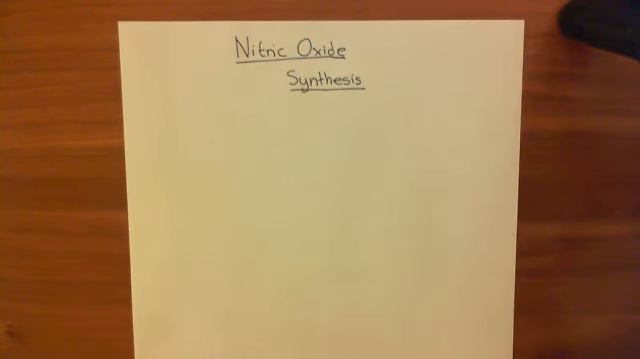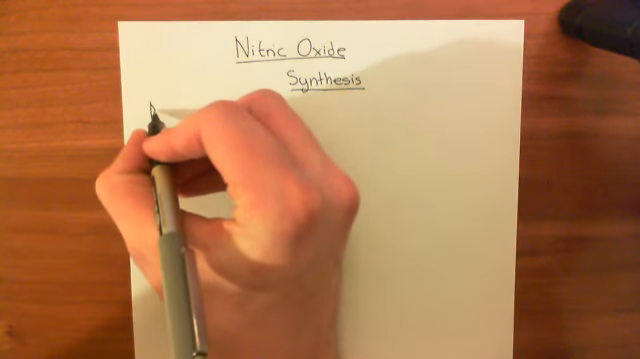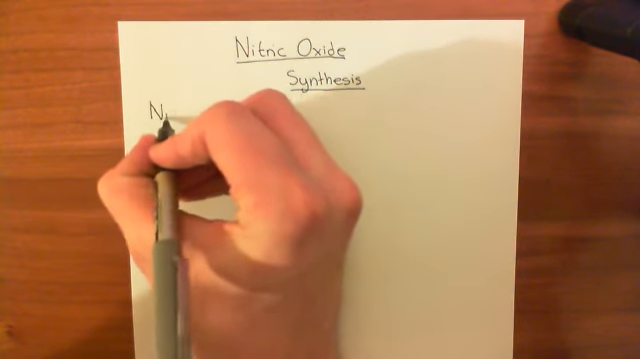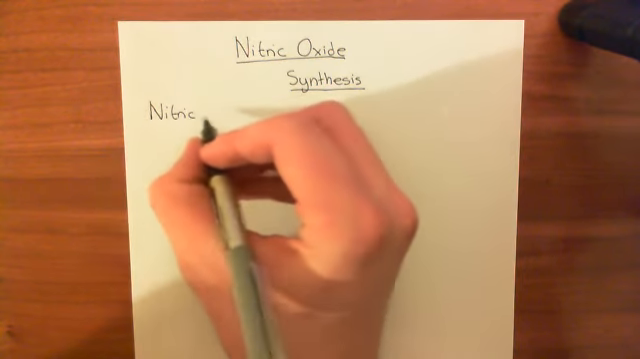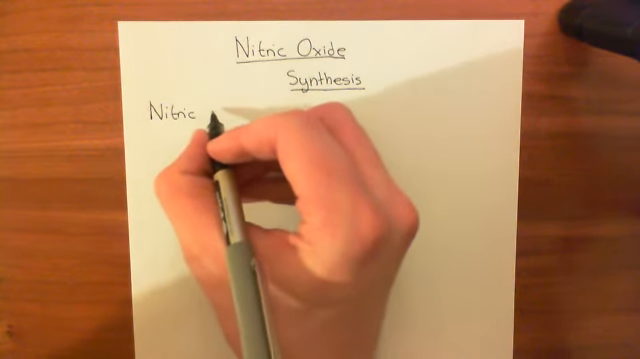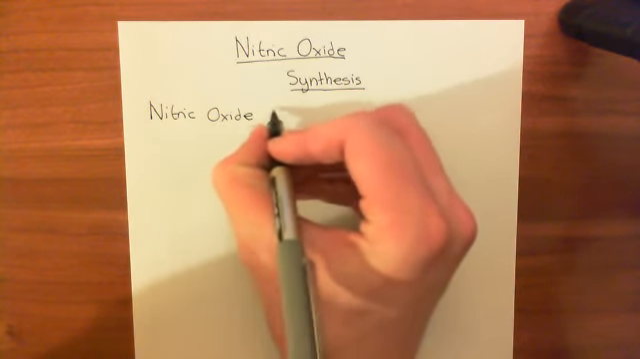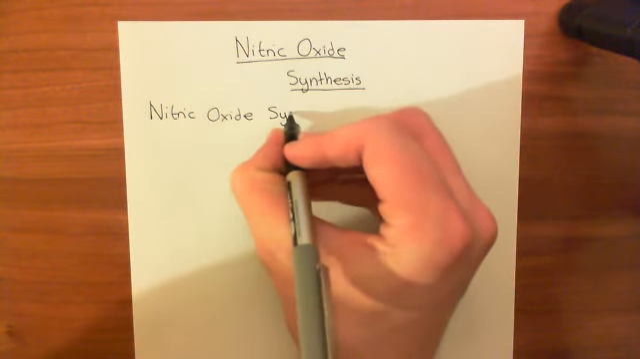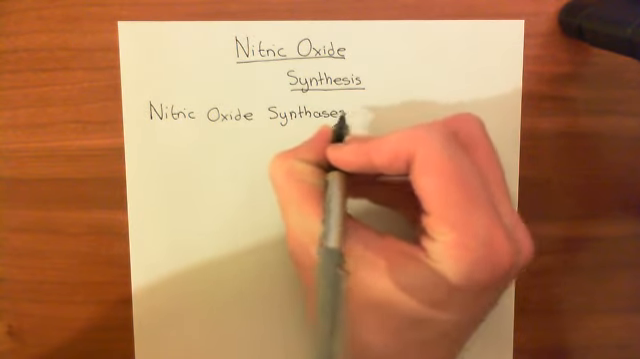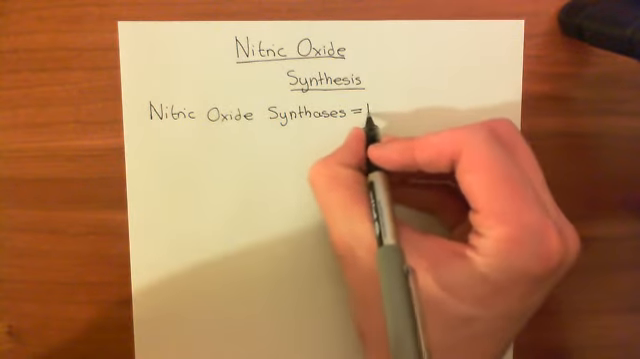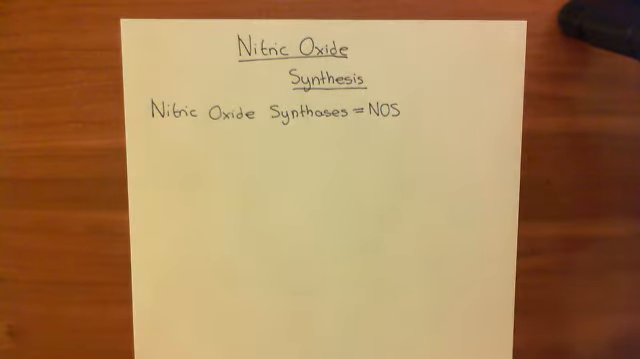Okay, so let's start with the three types of enzymes which produce nitric oxide, and they are all called nitric oxide synthases. Now, it's a bit of a misnomer because they're not actually synthase enzymes. Instead, they're oxidoreductases, but never mind. Nitric oxide synthases is what they were called originally, and we're stuck with that now. And it's quite a nice name. Okay, so they are nitric oxide synthases, and for short, they are abbreviated to NOS.